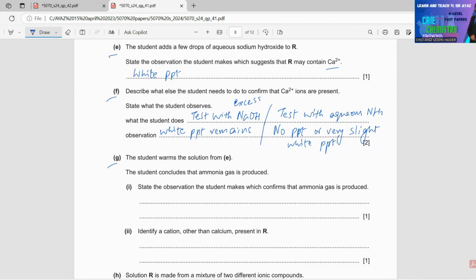G. The student warms the solution from E. The student concludes that ammonia gas is produced. Now the student warms the solution and is concluding that ammonia gas is produced. Part 1, state the observation the student makes, which confirms that ammonia gas is produced.